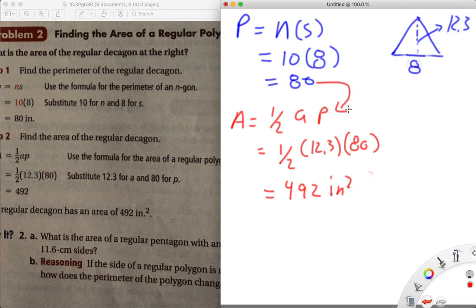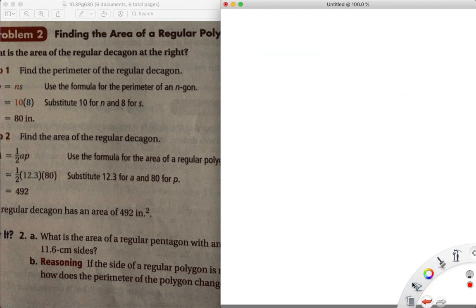Then we plug that perimeter into our area of a regular polygon equation, 1/2 apothem times perimeter, or 1/2 A times P. They give us that the apothem is 12.3 from our drawing here. So the apothem is 12.3, and we plug that in. So it's going to be 1/2 times 12.3 times 80, which gave us an area of 492 inches squared.